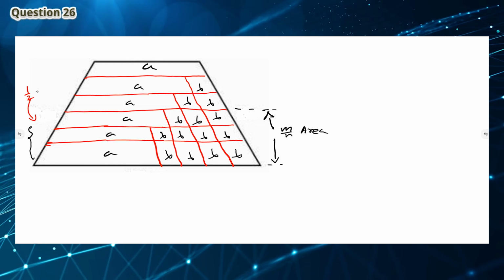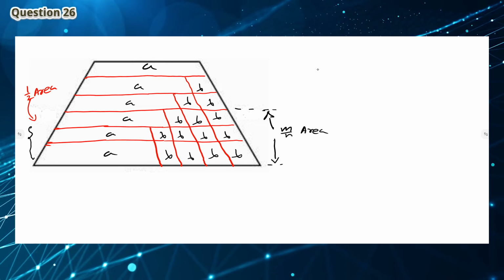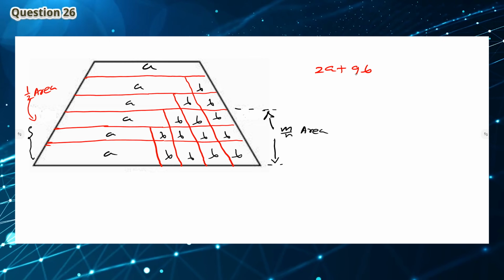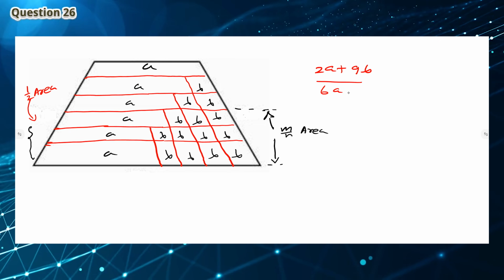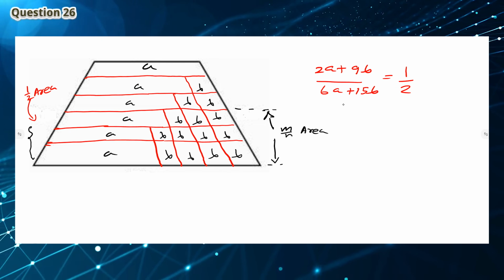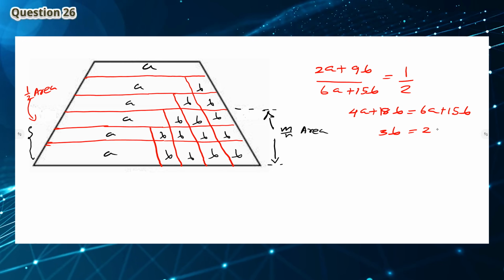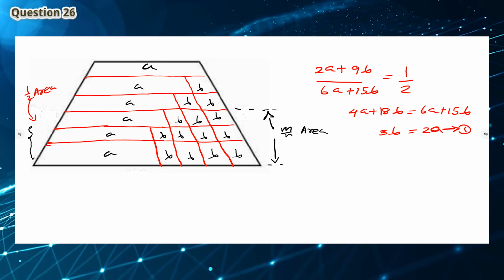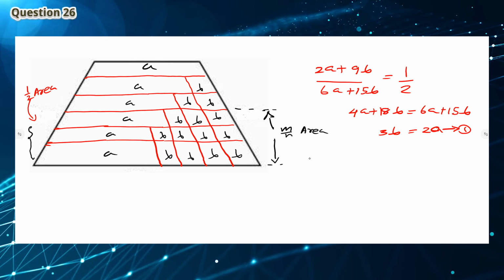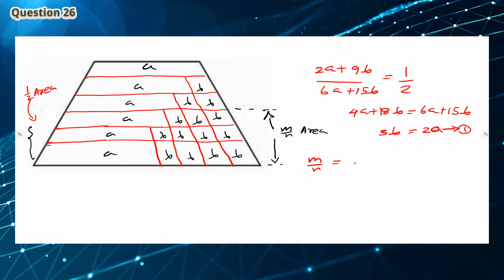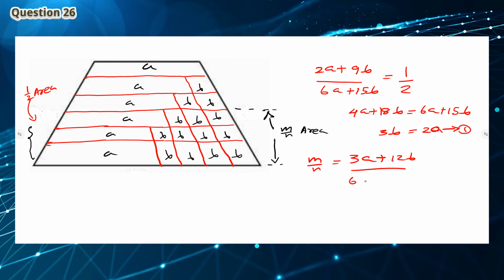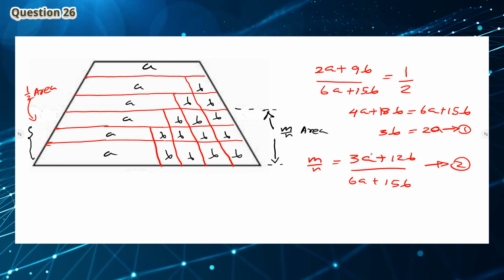We can label the diagram as shown. This means that (2A + 9B)/(6A + 15B) is equal to 1/2. We can simplify this to find that 3B is equal to 2A. M/N is equal to (3A + 12B)/(6A + 15B).